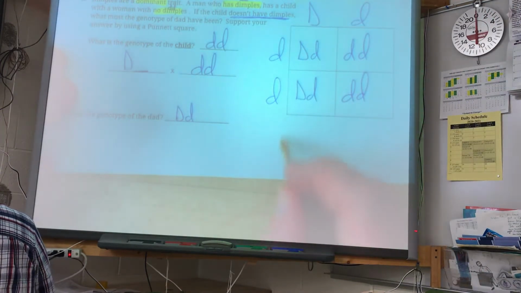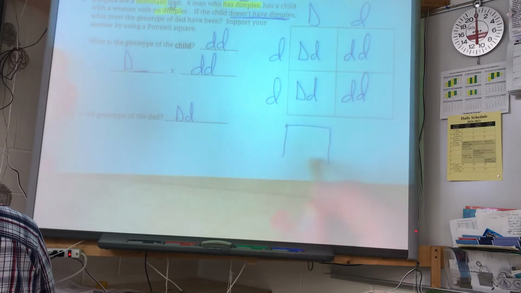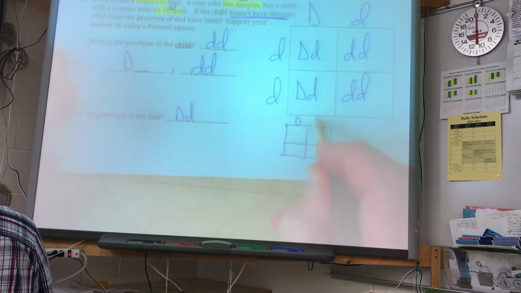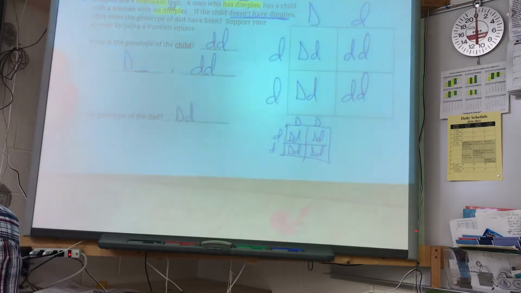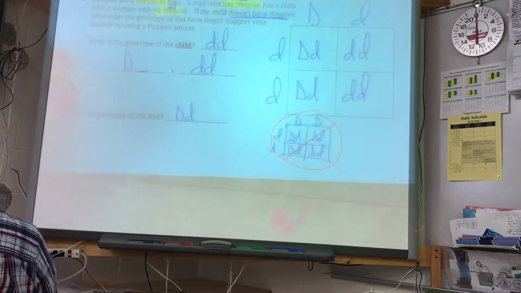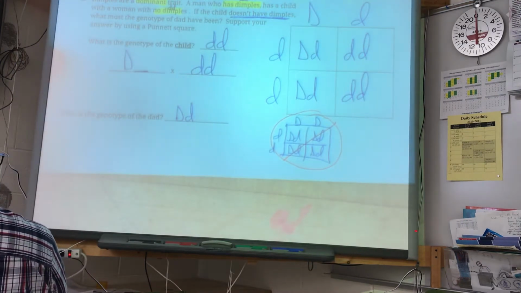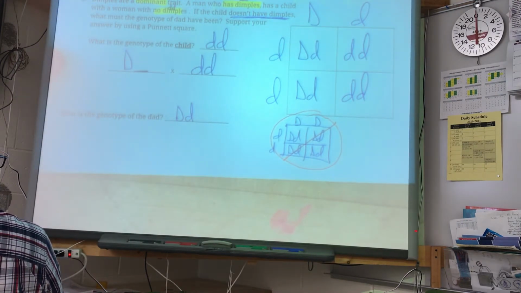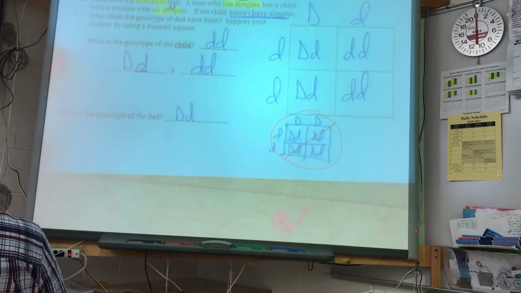However, if dad was big D, big D, would they ever produce a little d child? Nope. No, right? Because dad would pass on only a big D. So that kind of shows that it doesn't work. Verifications on completely dominant traits before we move on.